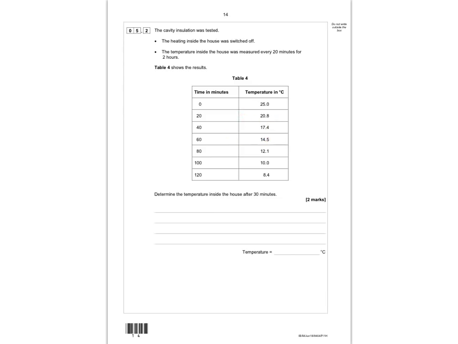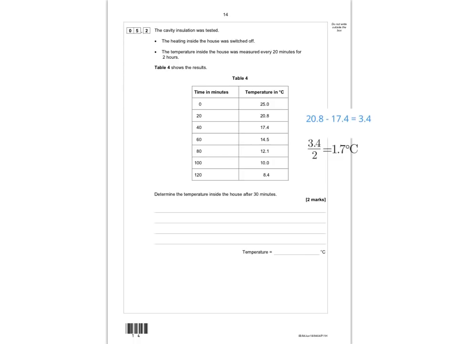Now 30 minutes is halfway between 20 and 40, so that's going to be half the distance between them. So what we can do is we can do 20.8 minus 17.4. So we can now see that 3.4 is the difference between them. So that's 20.8 minus 17.4 is 3.4. And if we half that, we'll find half the difference between them. And then if we either add that to 17.4 or subtract it from 20.8, that will give us the value at 30.